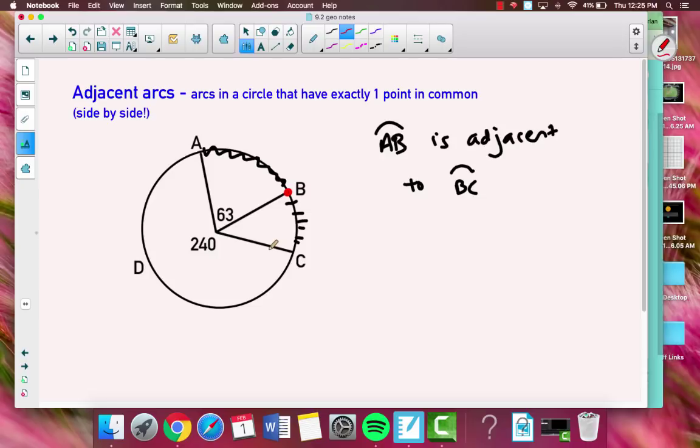And I can use this to help us find different measures. So maybe I told you the whole measure of arc AC, you could use that to figure out what the measure of BC is. We kind of did this already a little bit, but just so you know the vocab if you ever see this, adjacent arcs are arcs that are side by side.